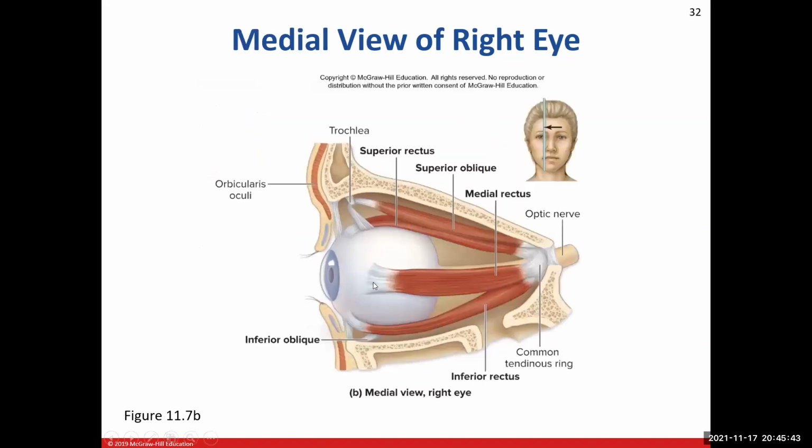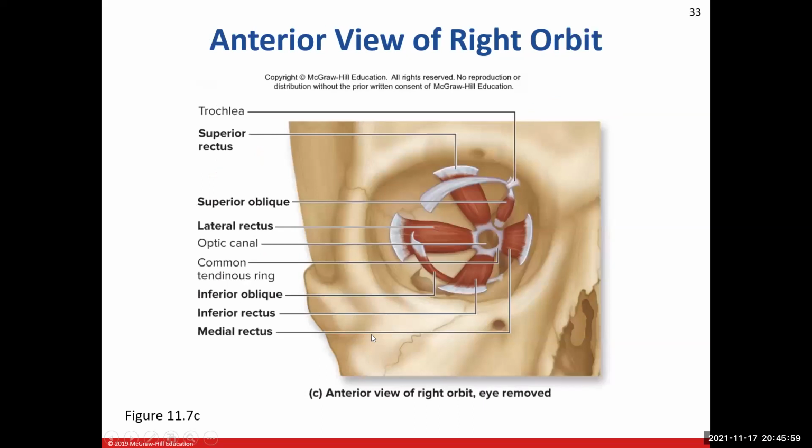On the medial view, you can see the medial rectus. Then there's the superior rectus again. Then our inferior rectus. And you can see our superior oblique muscle. You can see a little bit of the inferior oblique muscle here in the bottom portion. Now we remove the eyeball, and you can see where all these muscles are.